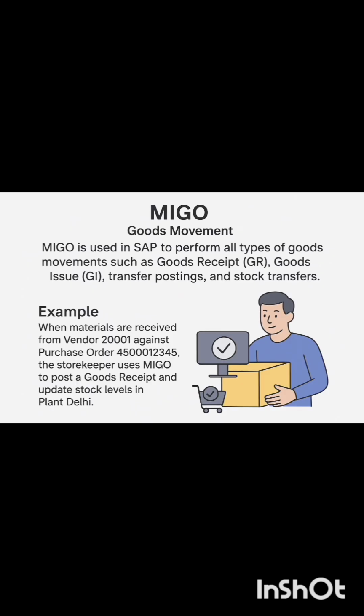For example, when any material is received from a certain vendor with a purchase order like 4500012345, the storekeeper or store clerk uses the MIGO transaction to post a goods receipt and update stock levels in the relevant plant. Similarly, if some issuance is done from the raw material store to the finished goods store or production line, those are also posted through the MIGO transaction in SAP.